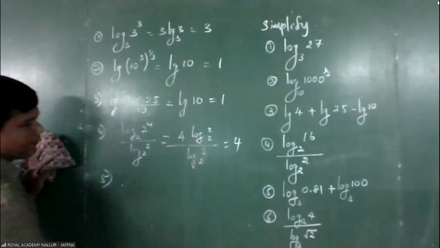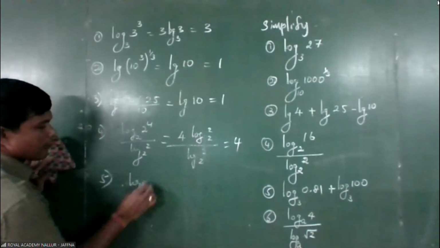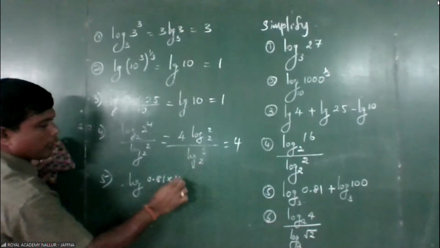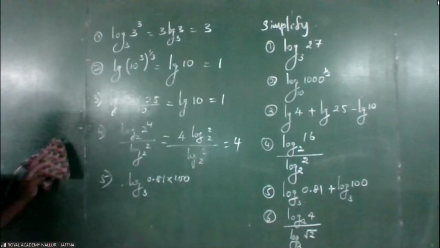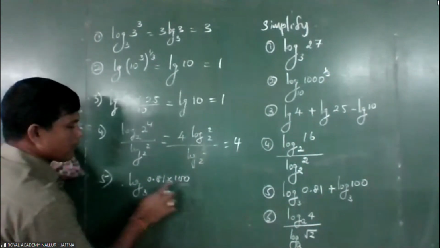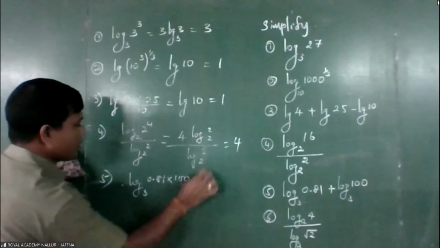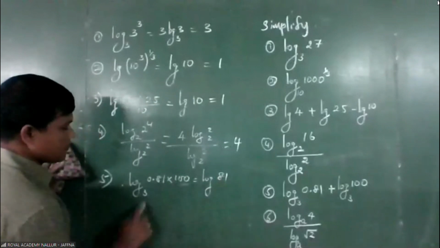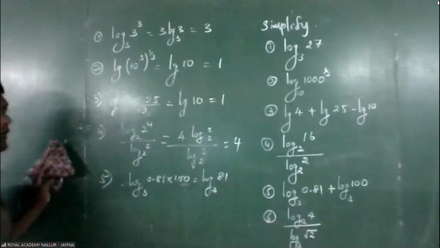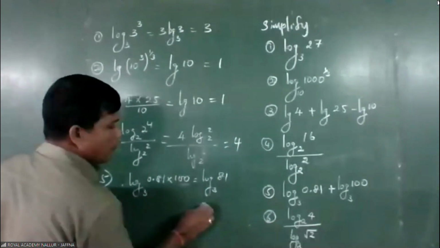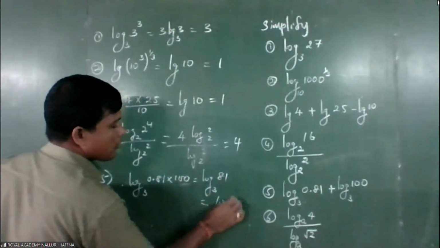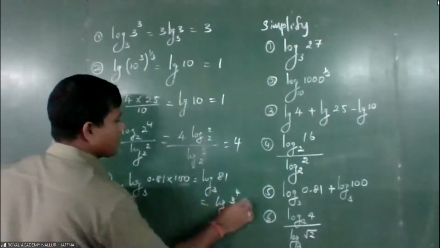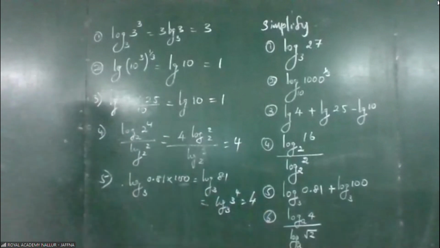Next one, number 5. Logarithm of 0.81, again using the logarithmic rule, plus log 100 to the base 3. Multiplying by 100 means moving 2 places back. Therefore this is log 81 to the base 3. Now you know 81 is 3 to the power 4. So log 3 to the power 4 to the base 3. This 4 comes in front, and log 3 to the base 3 is 1. Therefore the answer is 4.